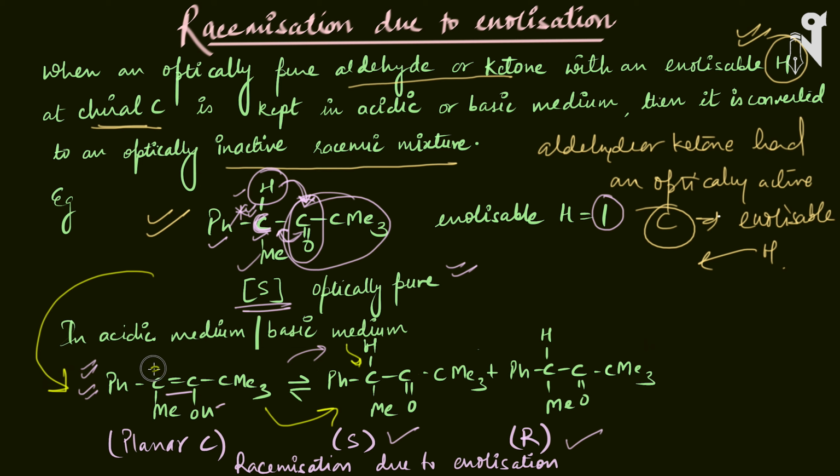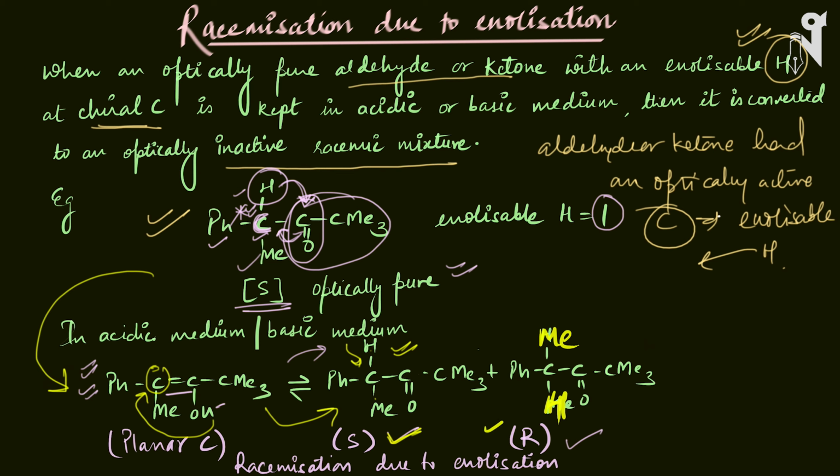This is your planar carbon. This hydrogen will come out again and will attach on this carbon. Now it can attack from the back side or from the front side. Depending upon where it attacks from, the configuration of the molecule would be decided. So now here it can be hydrogen here, methyl down, or, I have made a small mistake over here, here it can be your methyl here and hydrogen here. So either way, depending upon the position of hydrogen and methyl, the S and R configuration will form, and both will form in equal proportion.